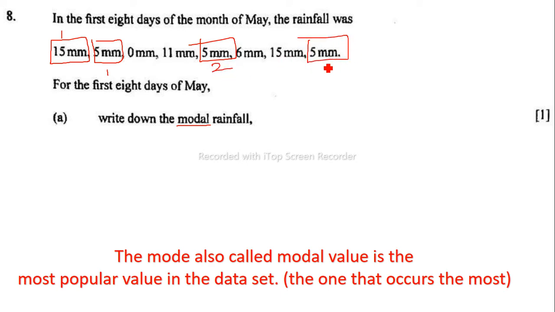You better buy 5 classes before this exam. Mr. Petit, I swear you only saw 2. Yeah, I thought I saw 2 first until he pointed one out. Alright, so the answer is 5 millimeters. That's the modal rainfall.